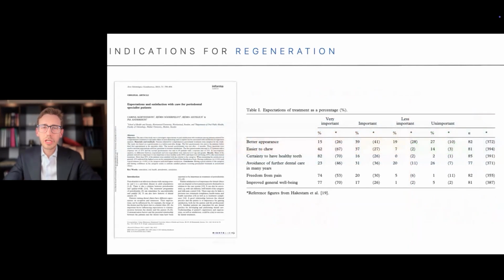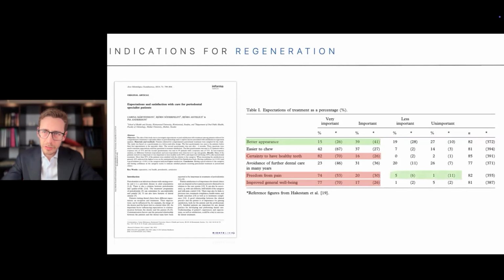If we take a look at what patients want in an everyday clinical scenario, we see that, for example, in the Scandinavian cohort of patients attending a periodontal specialist practice, 82% of patients consider it very important to have healthy teeth, and 77% consider it very important to have general well-being, while 74% consider it very important to be free of any pain during the treatment. Only 15% of patients consider it very important to have better appearance, while only 1% of patients consider it non-important to have postoperative pain. So you see, we're facing a conundrum here because we have a minority of patients seeking an improvement in their aesthetic appearance, but a much smaller minority of patients willing to undertake the clinical steps that are required to achieve such results.